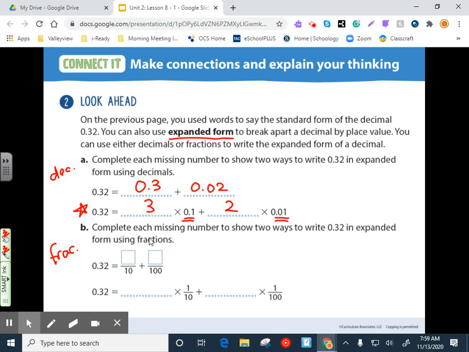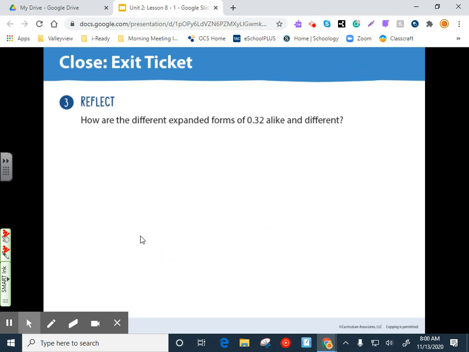Let's talk about fractions. So this up here, the decimal is 3 tenths. So as a fraction, it looks like that. And over here, this is 2 hundredths. So that's 2 over 100. And this is the same deal as before, just like the upper line. This is going to be 3 times 1/10, and this is going to be 2 times 1/100th to give us our decimal. Okay. And let's go to 3.